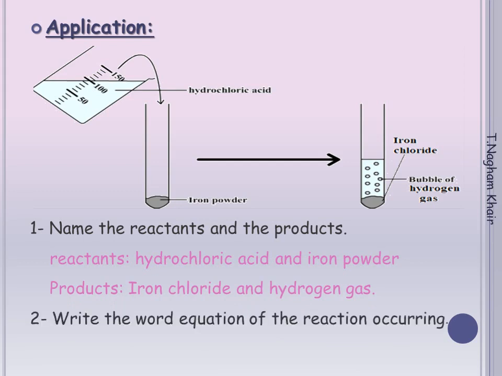Write the word equation of the reaction occurring. How can I transform this figure into an equation form? We said that we write the name of the reactants and the name of the products with an arrow between them. So the word equation is: hydrochloric acid plus iron, arrow, iron chloride plus hydrogen.